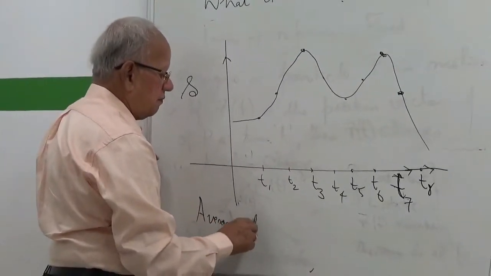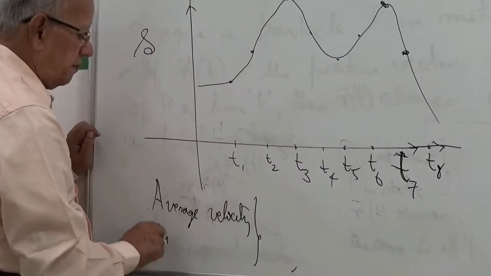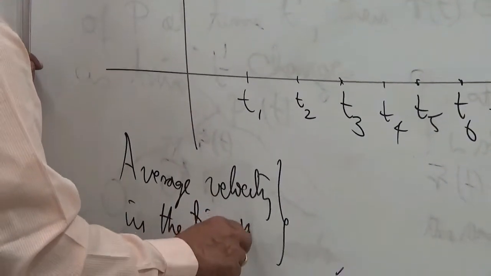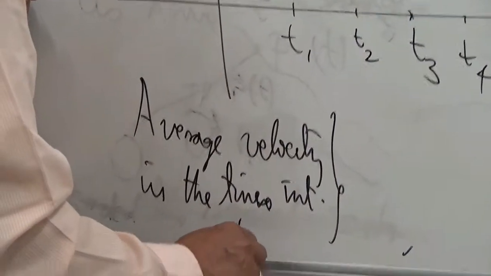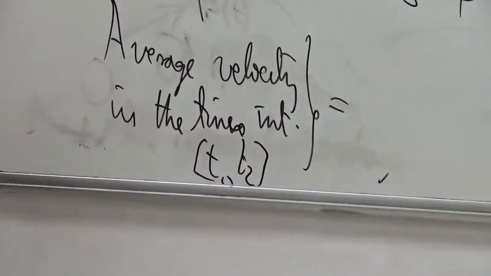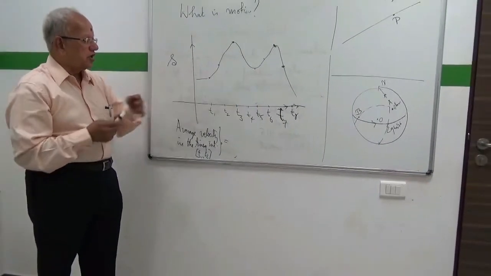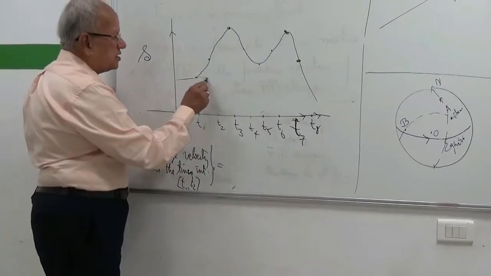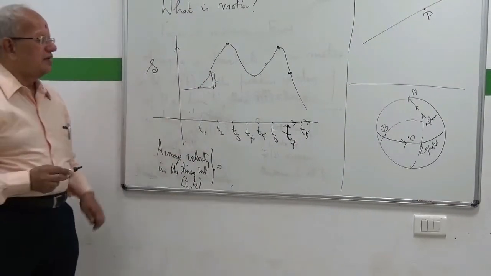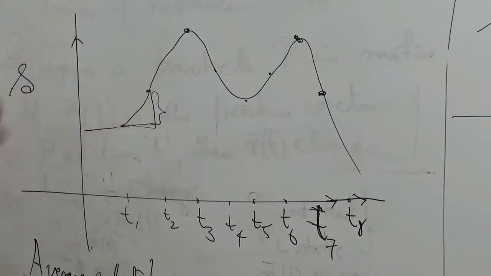Average velocity in the time interval T1 to T2. What is that? See, at T1 the distance traveled is this much, at T2 this. So in the interval T1 to T2, what is the distance traveled? This is the distance, or this distance, isn't it? If it goes along the curve, this is the distance traveled.